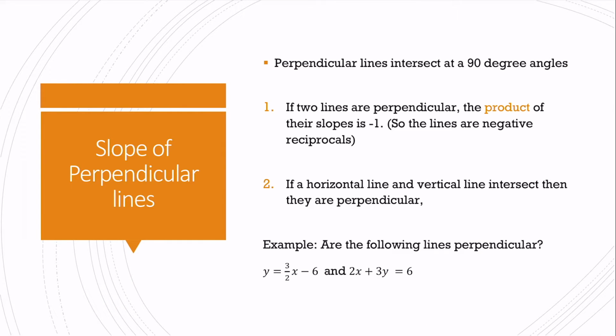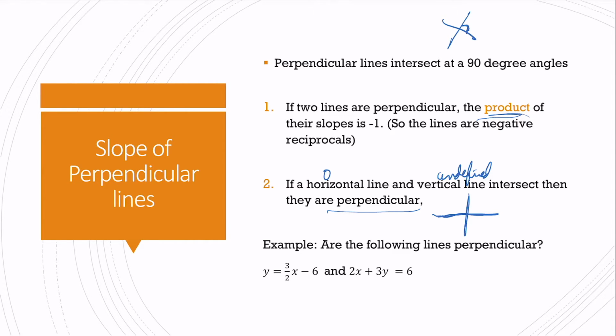The next type of line I want to talk about are perpendicular lines. Two lines are perpendicular if they intersect at a 90-degree angle, okay? When two lines are perpendicular, if I multiply their slopes together, the product is going to be -1. It's also important to note that a horizontal line and a vertical line are always going to intersect at a perpendicular angle. But the product of their slopes can't be -1 because you can't multiply by undefined, which is the slope of a vertical line.